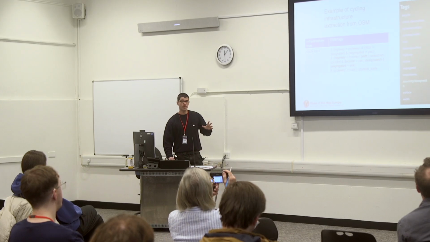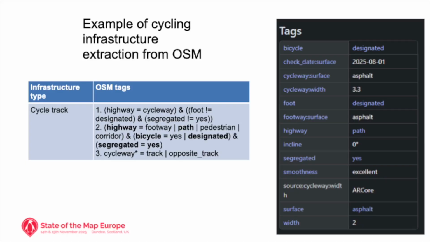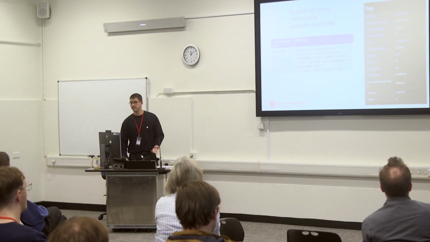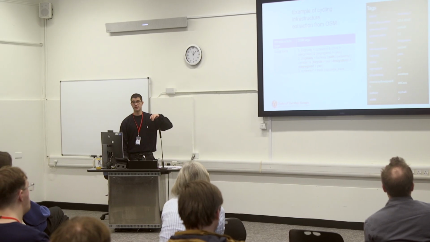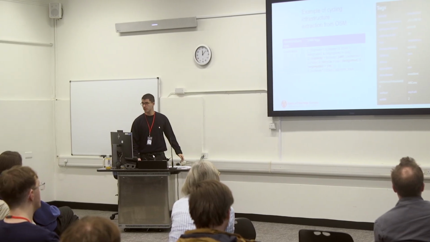Just a short example in order to be more explainable. For the cycle tracks, here we see the tags that we have from OpenStreetMaps. You can see that the highway tag is path, then we have the bicycle that is yes, and then the bicycle that is designated and the segregated is tagged as yes. So this is tagged as a cycle track right now. And all the previous different types that we can extract, it is based on the OSM.